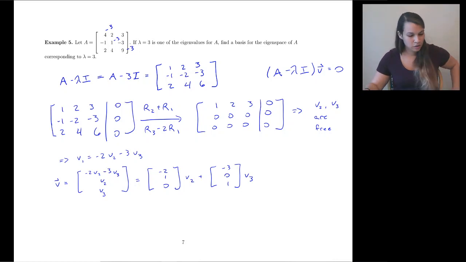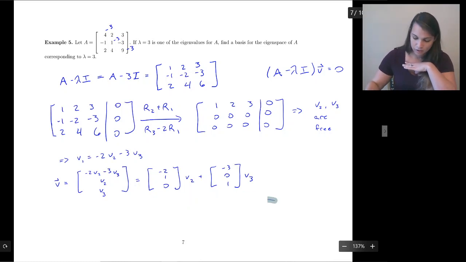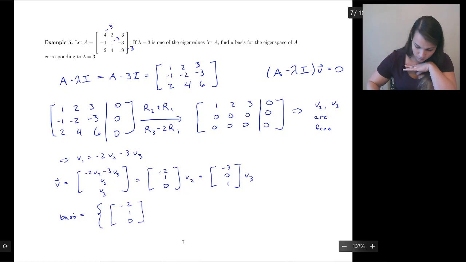Okay. So then the basis for the eigenspace of A corresponding to lambda equals 3, because we only got this stuff because we plugged in the 3 for lambda up here, the basis is equal to just those 2 vectors that we've got.